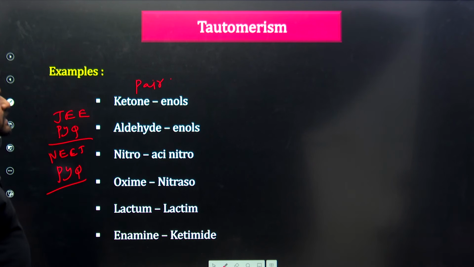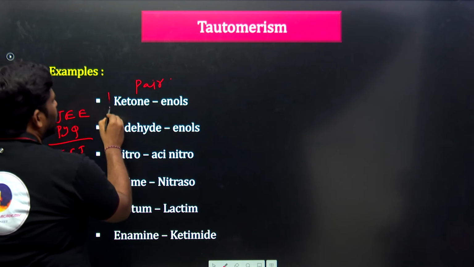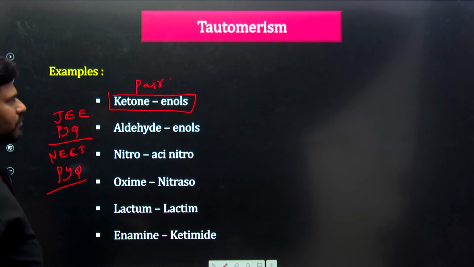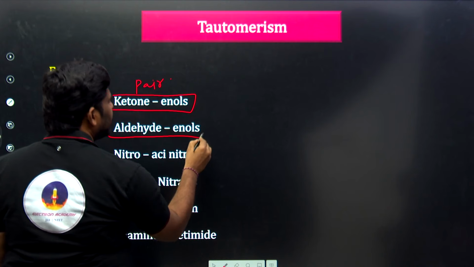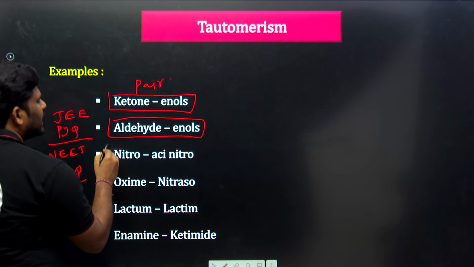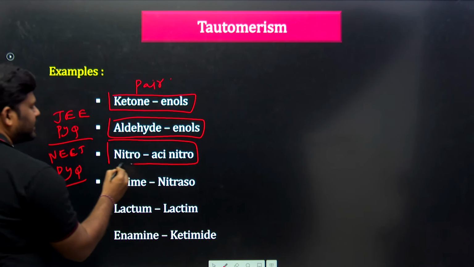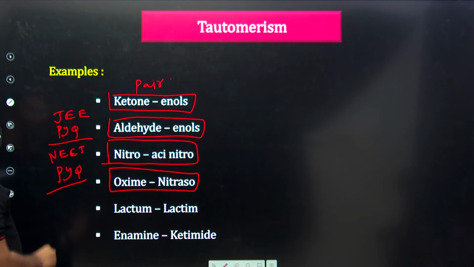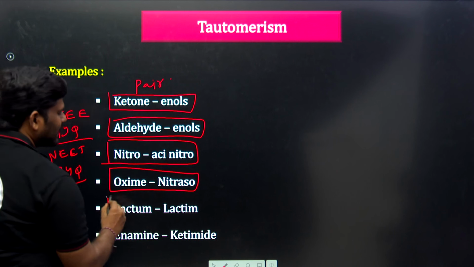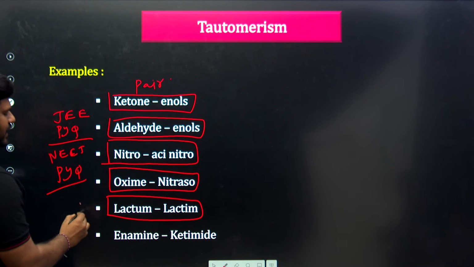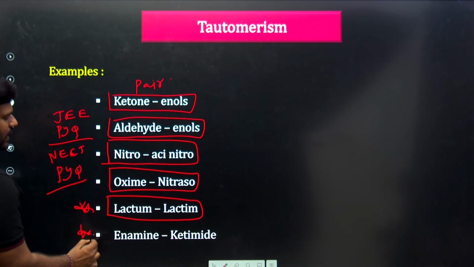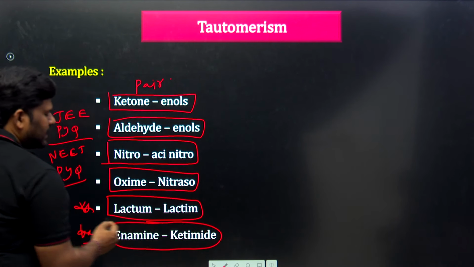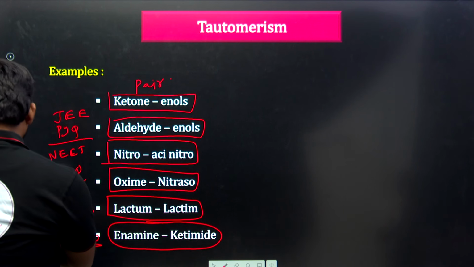Right. So the first example will be ketone and enol, aldehyde and enol. Second example, nitro compound and aci-nitro. Oxime or nitroso, isonitroso also we call here. Lactam, lactim, this is very special. Enamine and ketimine.